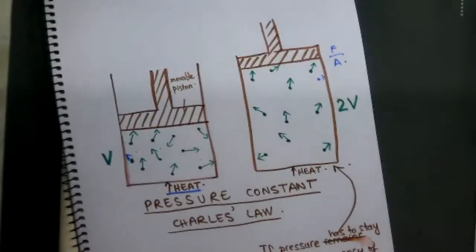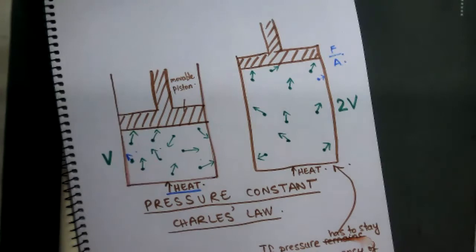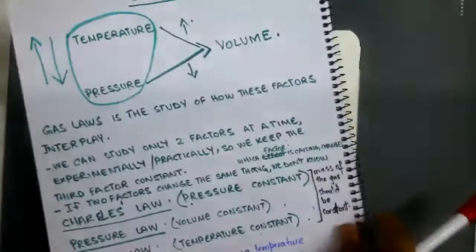Okay, Nabil, do you have a question? Yes, beta? Yes, I have. Why are we keeping something constant in everything? Like we kept temperature constant in Boyle's law, volume constant in pressure law, and in the first one, Charles' law, pressure constant. Why is that?